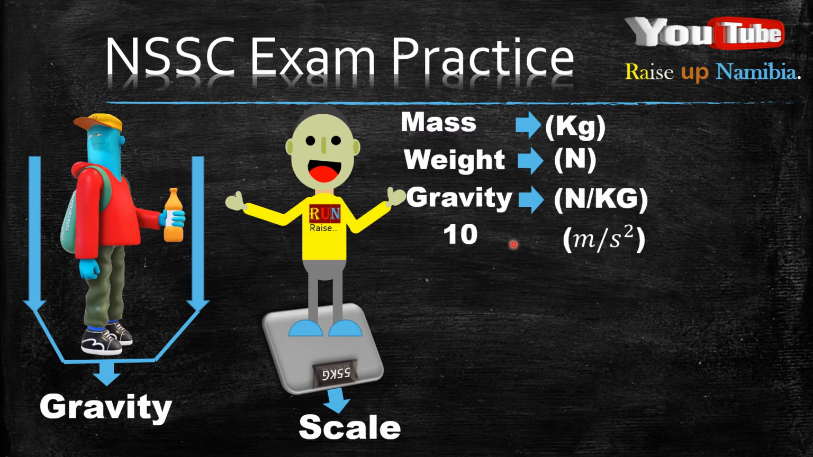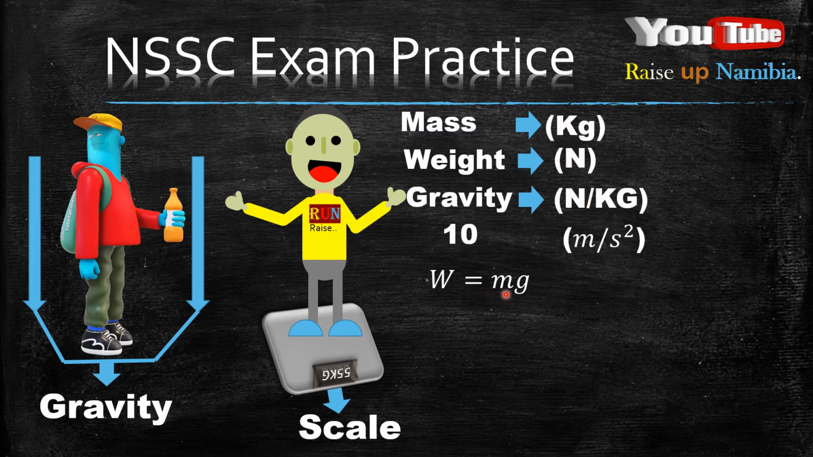Okay? Now, there's actually a formula that combines these three. Okay? Or that is related to mass, weight, and gravity, which is W equals mg. Now, the W stands for weight, the m stands for mass, and g stands for the gravitational field strength, which is this 10 newtons per kilogram on Earth. Okay? Not on any other planet. On any other planet, they vary, but on Earth, it's 10.